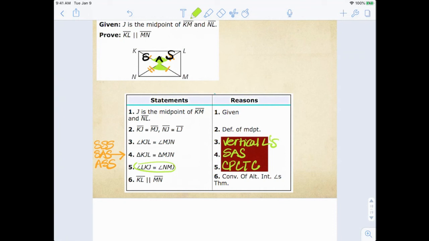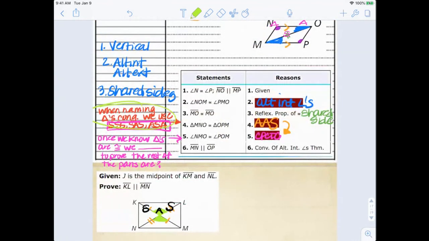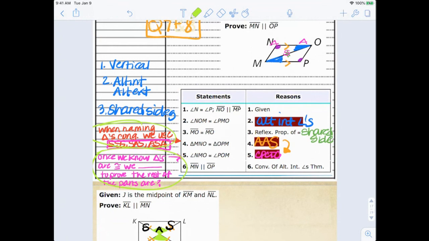So I would write that down. That's important from both of these. Again, we're going to name them congruent by this, but once we know they're congruent, we use CPCTC. So go ahead, pause that recording, finish your notes, write any questions you have down so we can go through them in class this week.